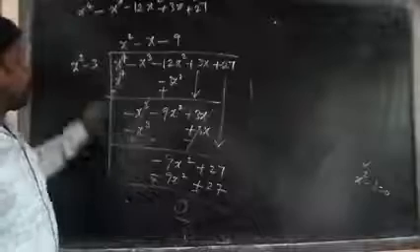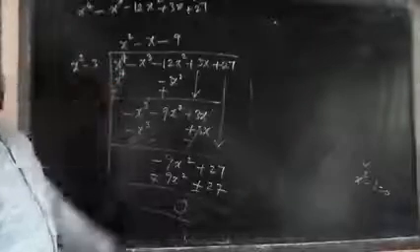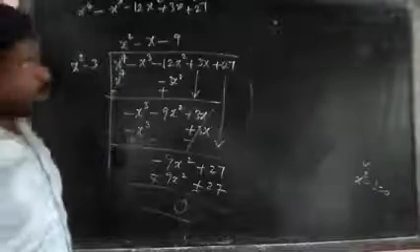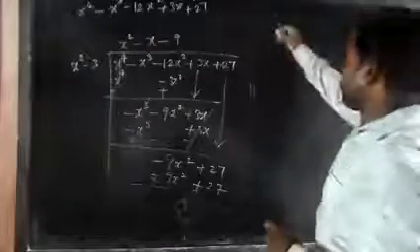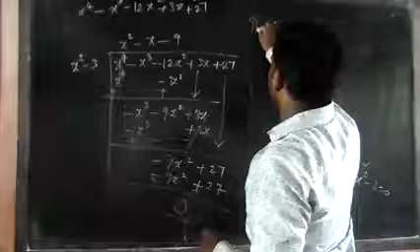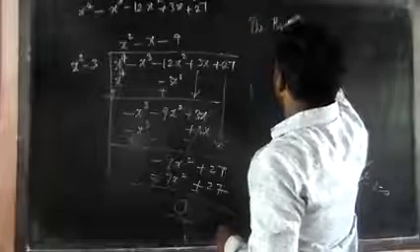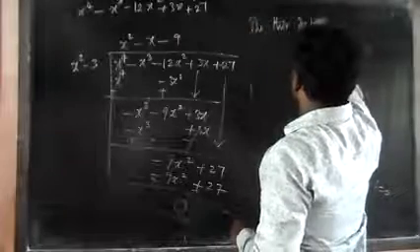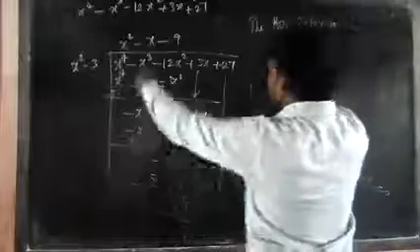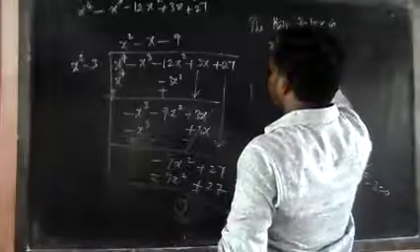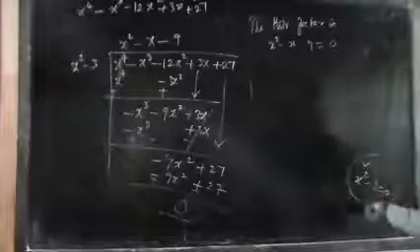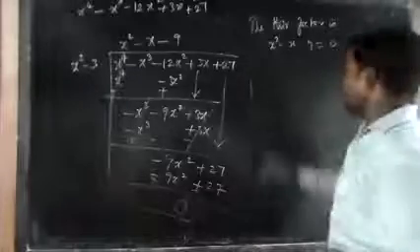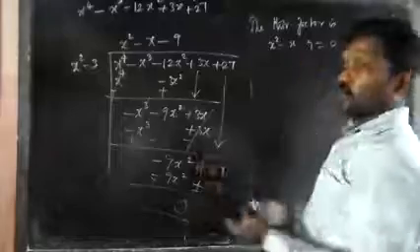0 must come. Why? x square minus 3 is a factor of the given polynomial. Therefore, this is also a factor. Therefore, the another factor, the third factor is x square minus x minus 9 is equal to 0. This is the second factor. The previous one is the first factor. This is the third factor. We need to solve.